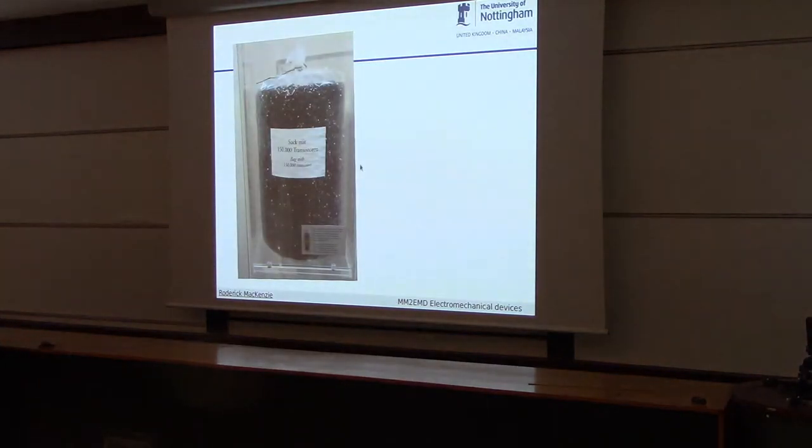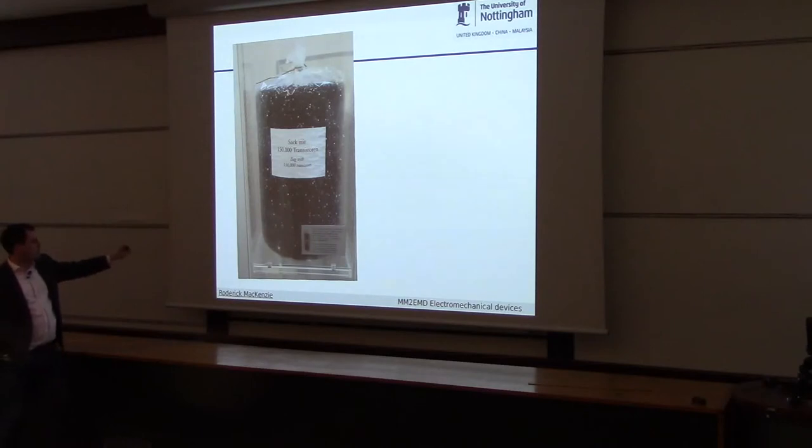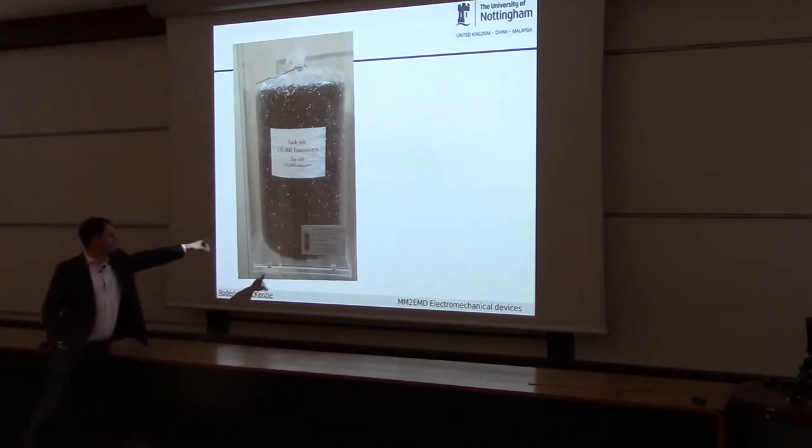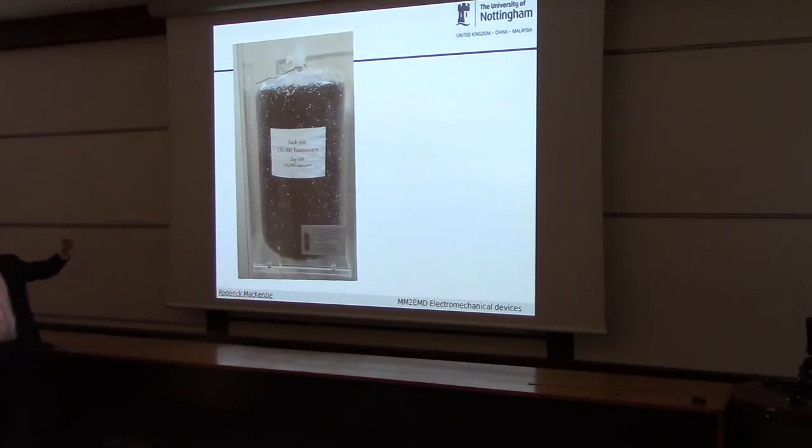Whilst I was there, I took some pictures. They've got a whole exhibition on silicon chips, and I've taken a few pictures that I thought were interesting. This is a huge sack of transistors. It says there are 150,000 transistors in there, and they've all been integrated onto that single chip there. So that chip has got the same amount of transistors on it.